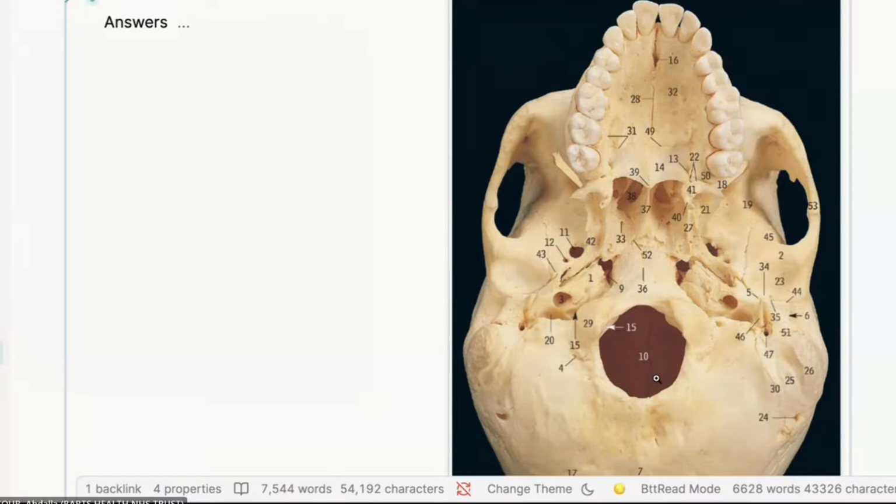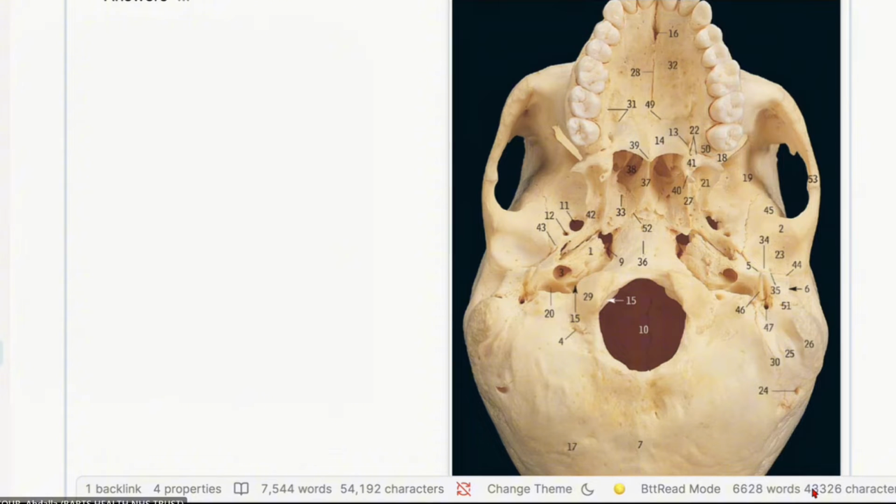So number 10 is the foramen magnum. The contents would be the spinal cord, the spinal artery, the vertebral artery, the apical ligament of the odontoid peg, and the medulla oblongata. Number 15. Where am I looking for number 15? Yes, so number 15 would be the hypoglossal canal.